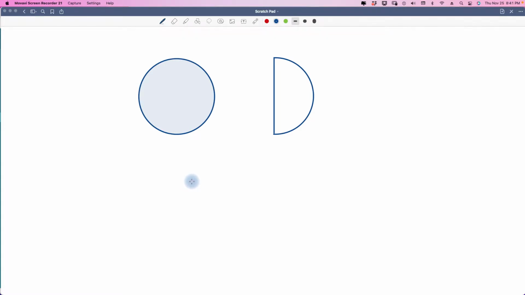Welcome to lesson 64. We're going to talk about semicircles. So this, obviously, is a circle. And this is half of a circle. Half of a circle is called a semicircle. And the way you solve area and circumference for a semicircle is to take the formulas you already know and divide them by 2.